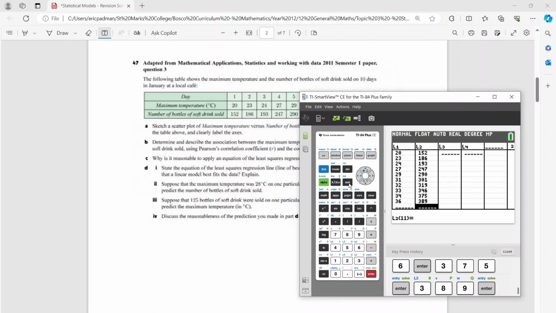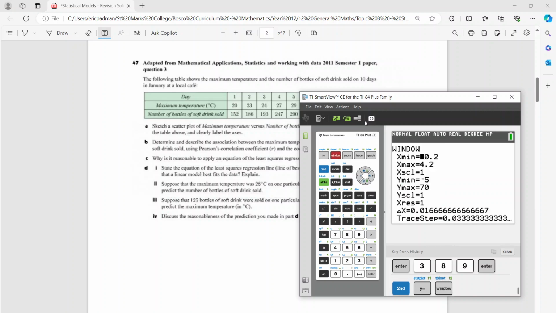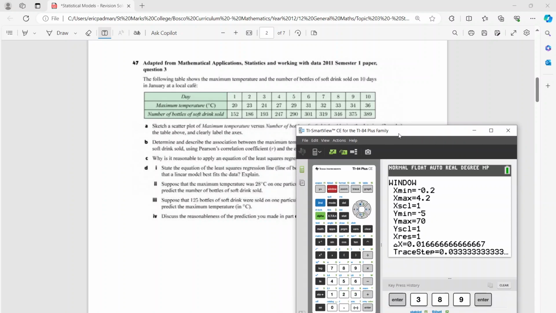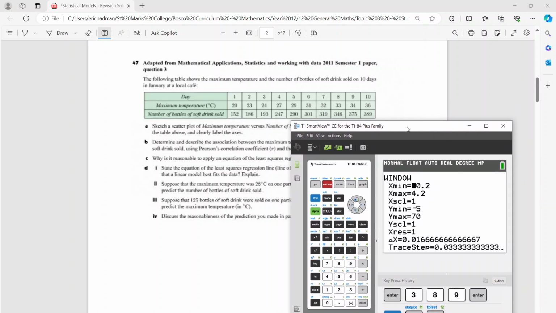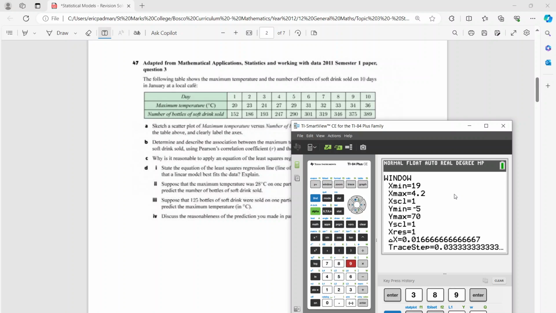Alright, so do a scatter plot. So we're going to do a stat plot. That's already on, excellent. I'll need to set my window accordingly. I'm going to start with 19, because this is just going to be a lot of wasted space otherwise. If we include 0 on the axis, our maximum appears to be 36, so make it a little bit wider than that, maybe 38 or just 39.